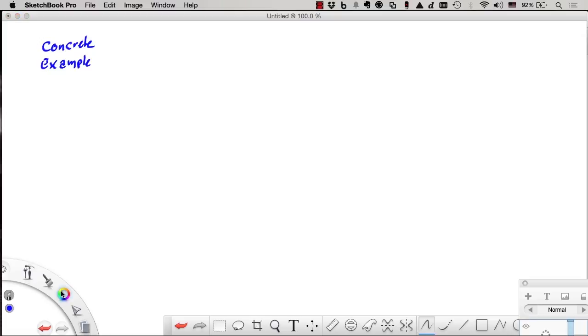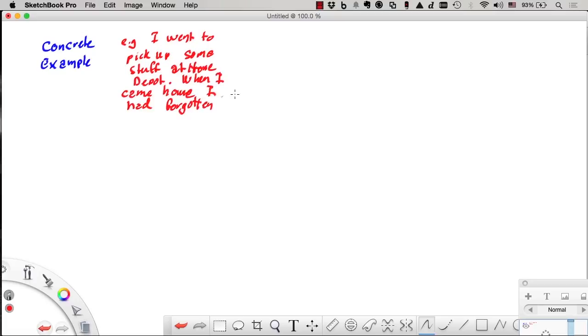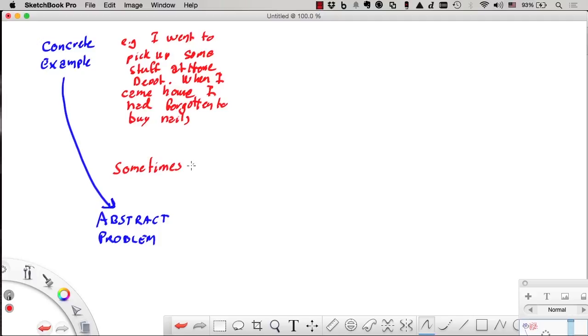Let's say, for instance, that I want to talk about the shopping list. I went to Home Depot. When I got home, I realized I'd forgotten to buy some nails. Okay, so that's the concrete example. And then I will abstract that and say something like, well, sometimes when I go shopping, I forget things.